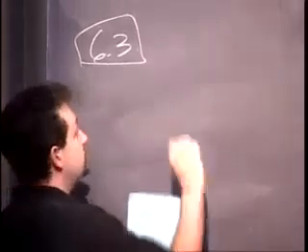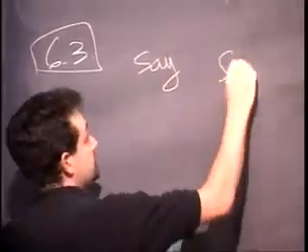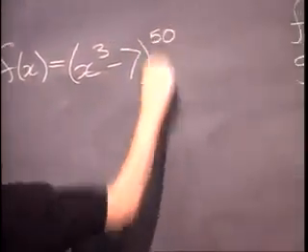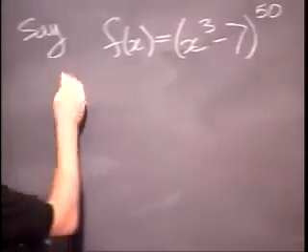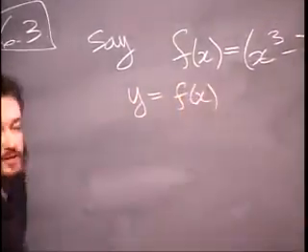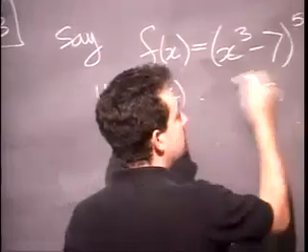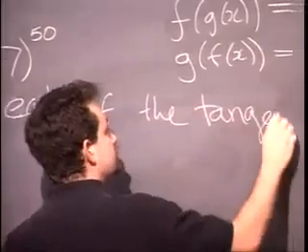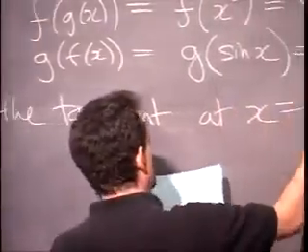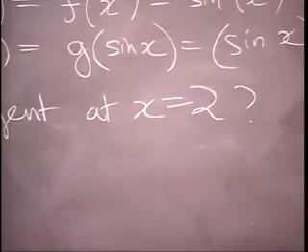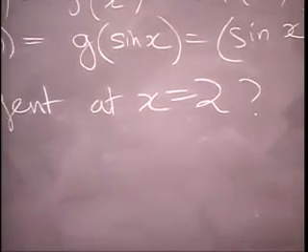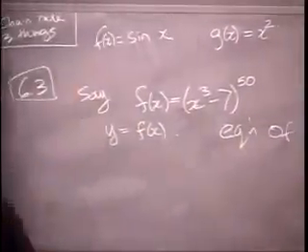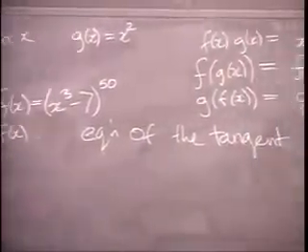Okay? Suppose f of x is equal to (x cubed minus 7) to the 50. There's a nice function. And consider the graph y equals f of x. Okay? I graph the darn thing. What I want is, what is the equation of the tangent line at x equals 2? What is the equation of the tangent line to that graph, which I haven't even drawn, but you could draw it and there'd be a point on the graph above x equals 2. And there'd be a tangent line and I want the equation of it.